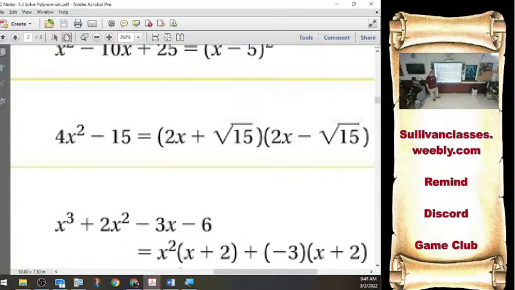Then there was difference of squares. You can even use it when it's not a perfect square by just putting a square root in there. What we've seen a couple of times in here: what's the only difference if that's the sum of squares?